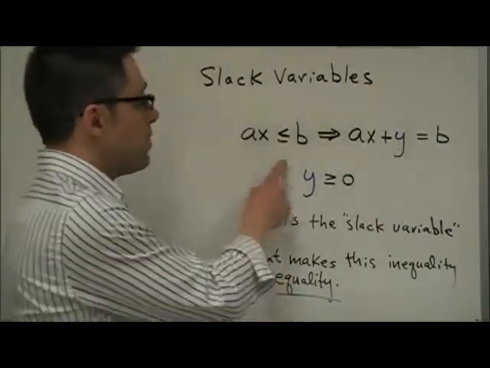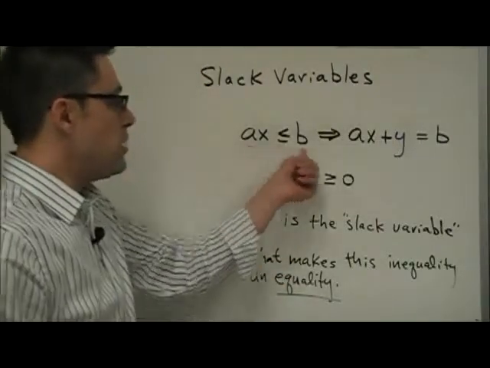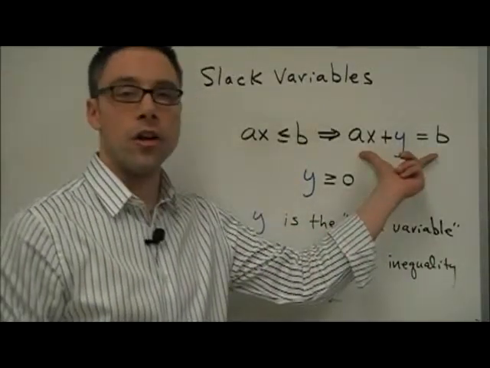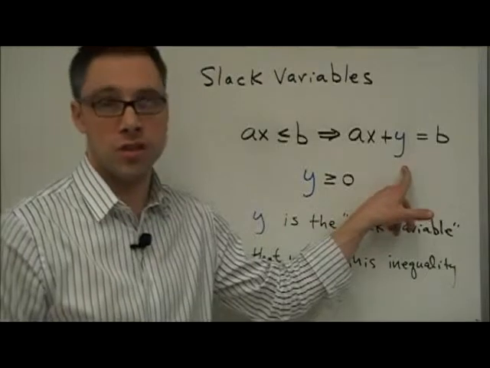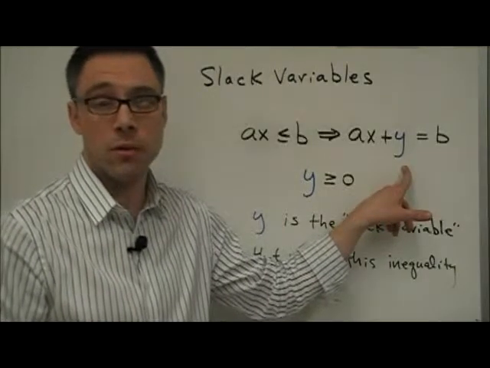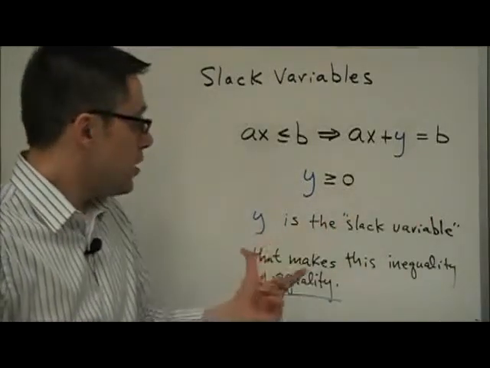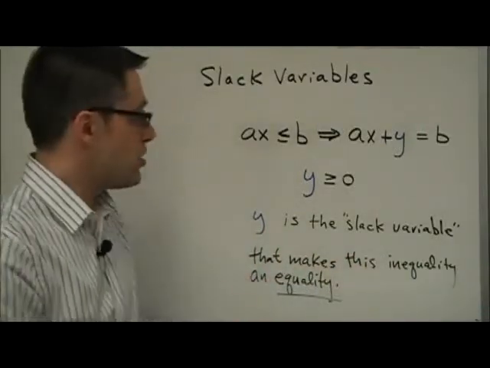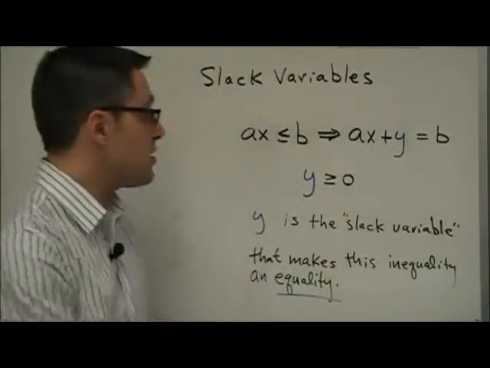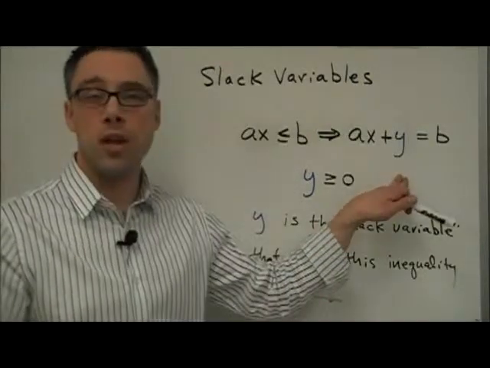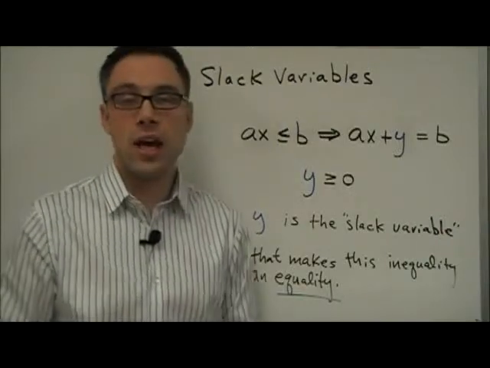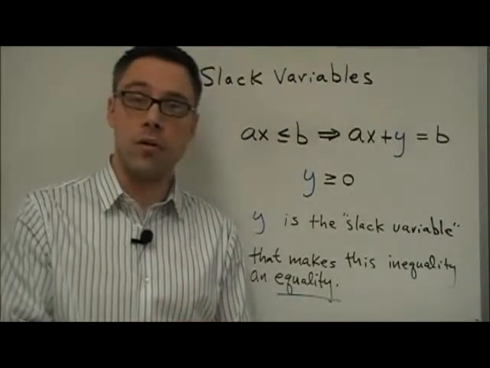So if we have some kind of inequality, where a and b are just real numbers, and I make it an equality by adding this y, which is a positive real number, then y is called the slack variable. It picks up the slack. In other words, it's just a variable that makes an inequality an equality. That's it. And that's what we call a slack variable in general.